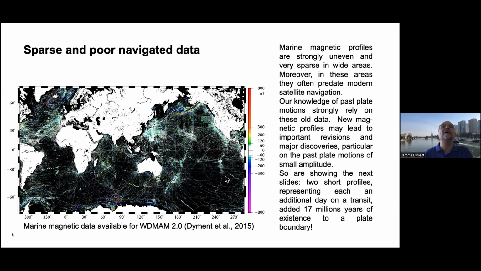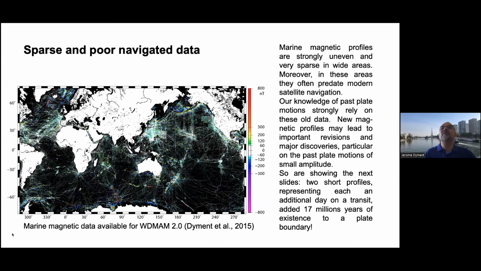But there are many areas where we have very sparse data, like the South Pacific, the Southern Indian Ocean, the South Atlantic, and the Central Indian Ocean as well. And we have seen that in areas like the Gulf of Mexico and the Caribbean plate, even though we have quite a lot of data, it's quite difficult to read those data. Those data, in many of those remote areas, predate modern satellite navigation, and then the navigation is okay within a few kilometers, sometimes more than that. Our knowledge of past plate motion strongly relies on these old data.